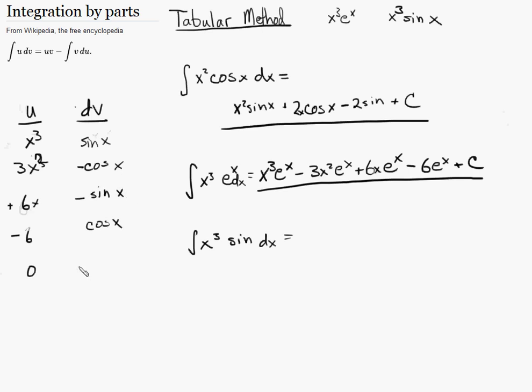cosine x, and sine x. Alright, plus minus, and then write out the answer here. So we have negative x to the third cosine x plus 3x squared cosine x plus, 6x.